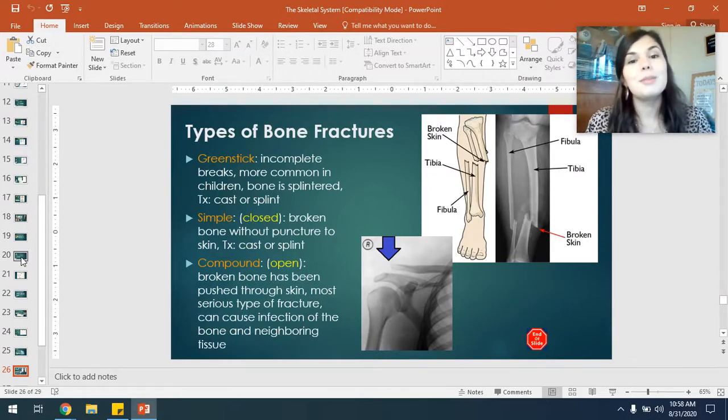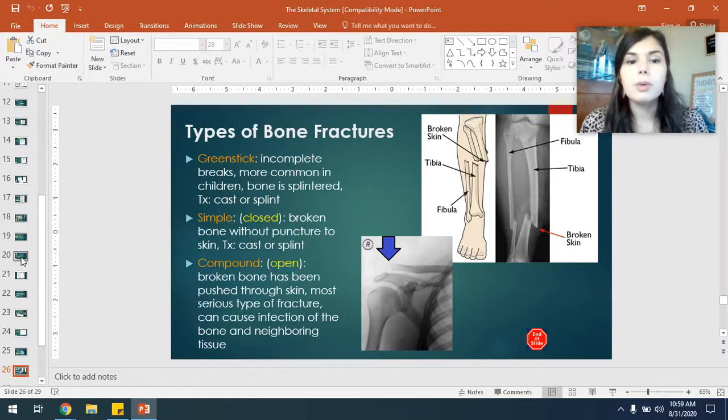Okay, next we have types of bone fractures. So we have 6 different types of bone fractures that we're going to be talking about. The first one is a green stick fracture, and green stick fractures are basically incomplete fractures. These typically happen more in children. It's where the end of the bone might splinter, but it doesn't actually break all the way through. And the treatment for this would just be to have it casted or put in a splint. The picture on the bottom with the blue arrow is an example of a splintered or a green stick fracture of the collarbone.